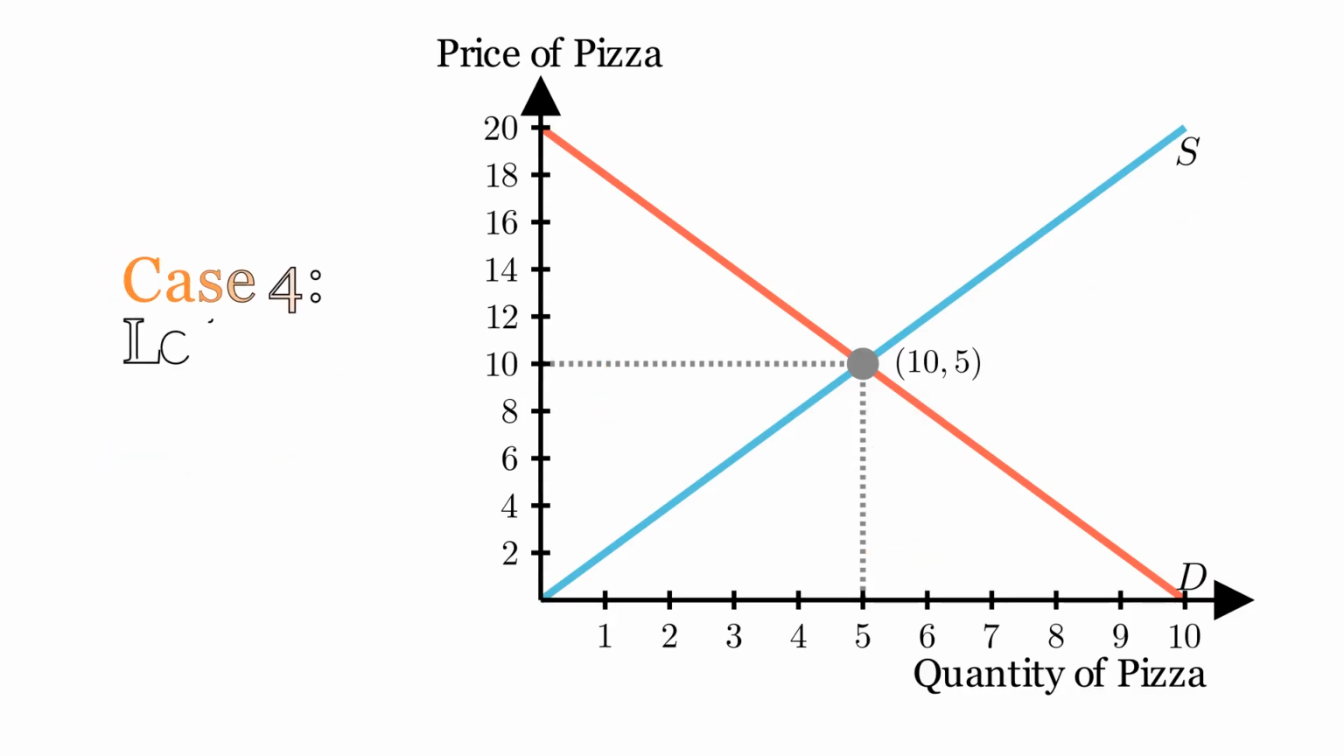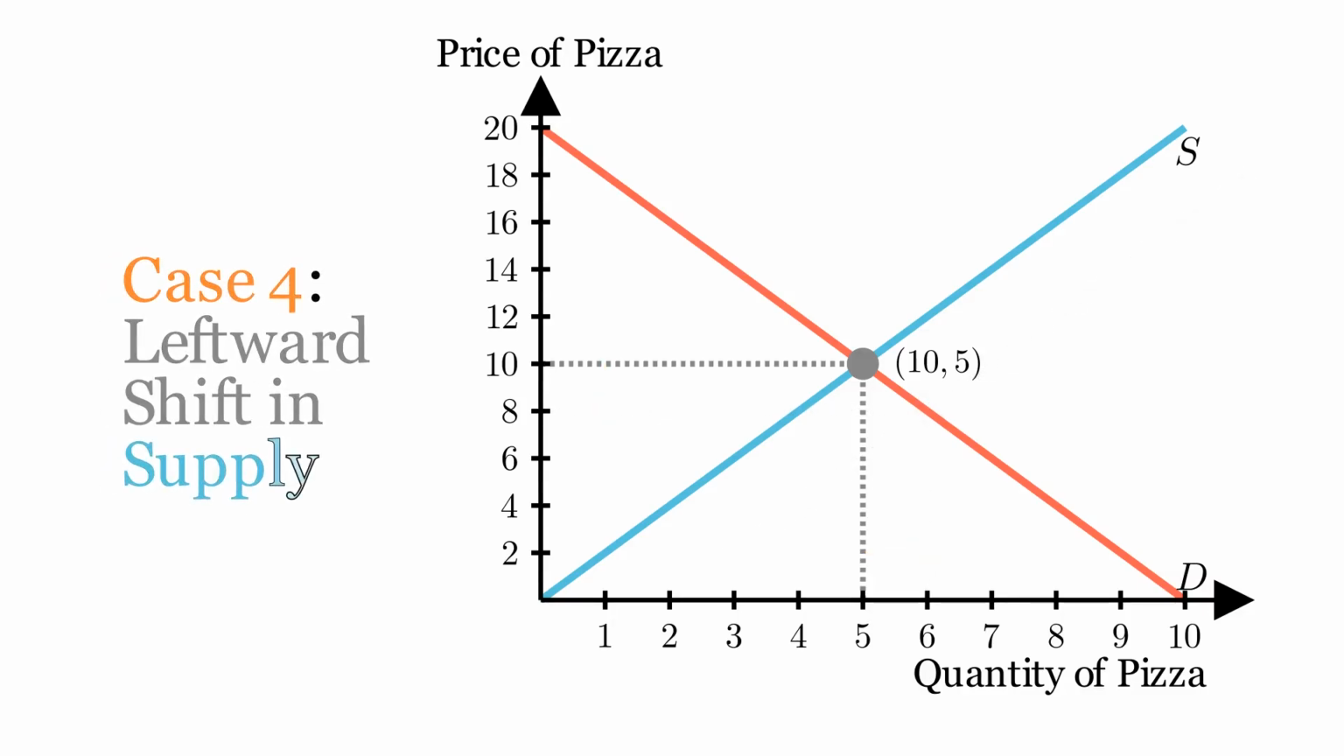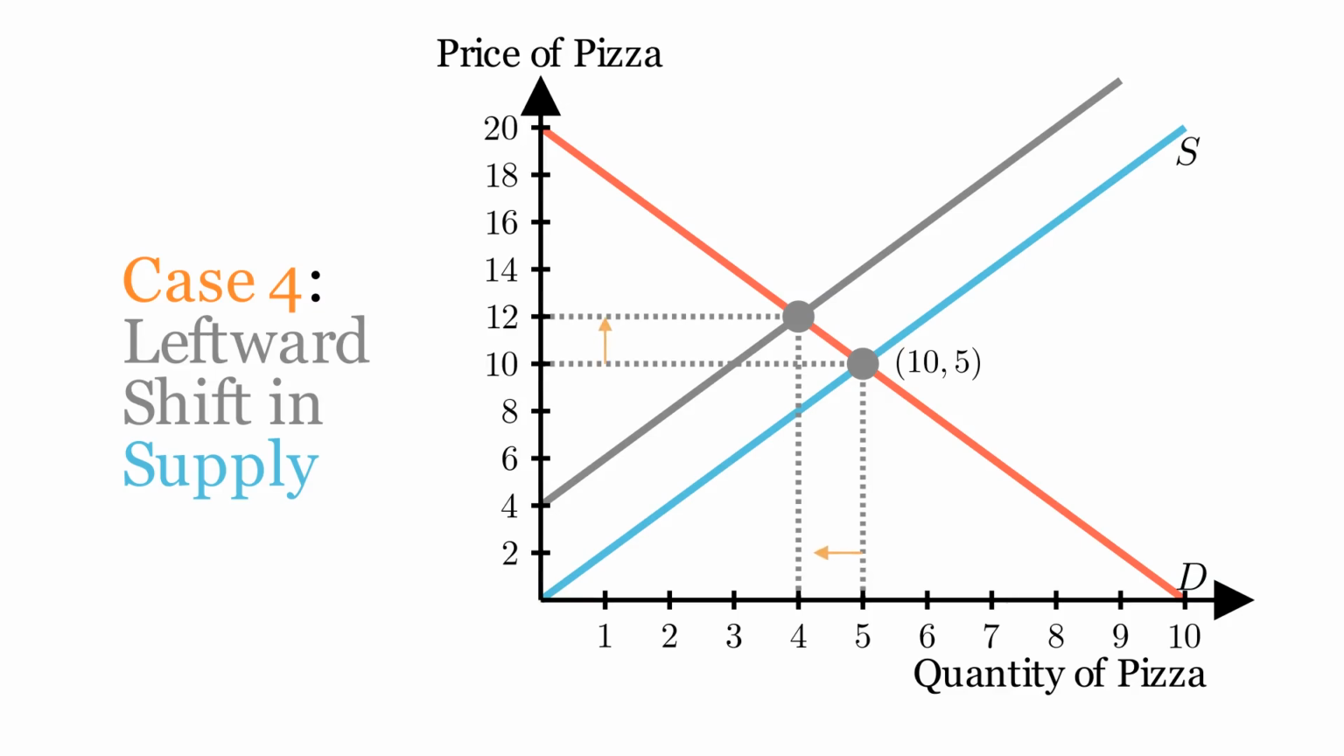Case 4. Leftward shift in supply. Suppose there is a change in a known price factor, such as a decrease in the number of sellers in the market. In this case, the supply curve will shift leftward. As a consequence, a new equilibrium is established in the market. Equilibrium price will increase, but equilibrium quantity will decrease. This point is our new equilibrium. Price increases from 10 to 12 and the quantity decreases from 5 to 4.